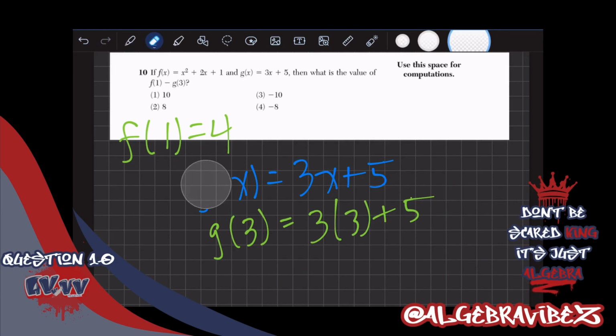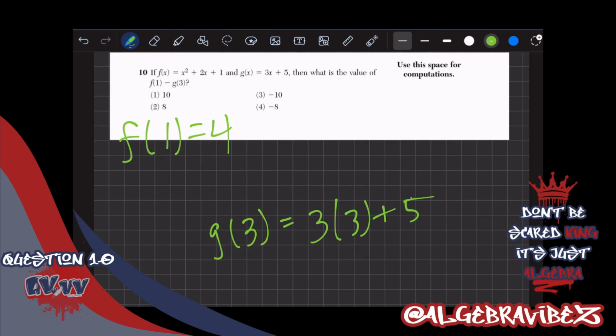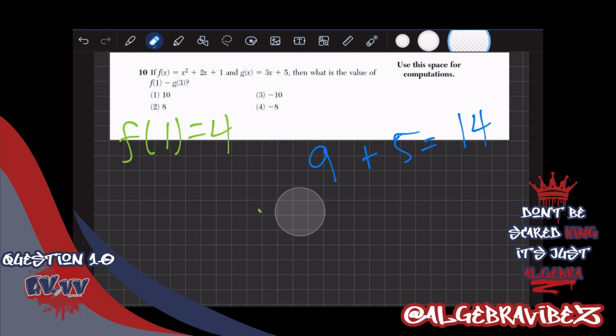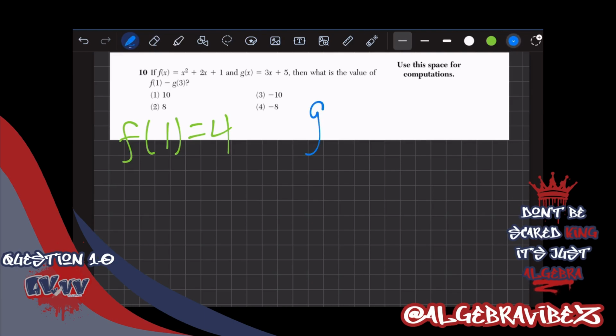Now we're just going to carry out this math real quick, which is going to leave us with 3 times 3, which is 9, plus 5, which gives us 14. So now, when we have our g of 3, we're going to condense all this. g of 3 is equal to 14.